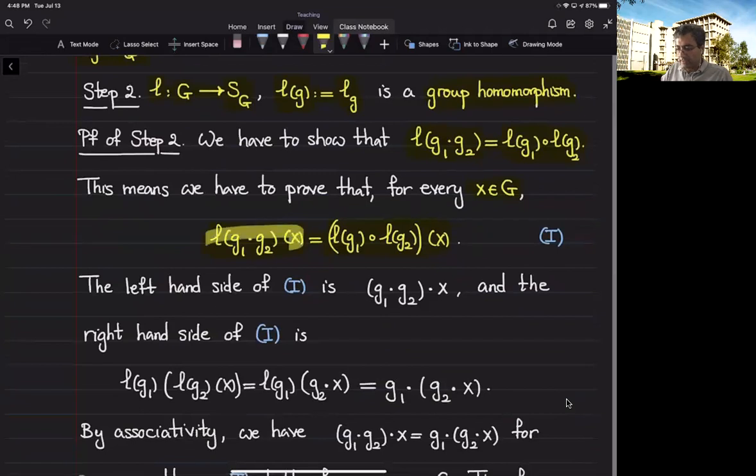What is this? This tells me that I need to left multiply this element by x. That is how we define L parentheses G. L parentheses G at x is the left multiplication of G by x. So again, let me write it down. For every G, L parentheses G of x is L sub G of x, and that is G dot x. So left multiplication of G by x.